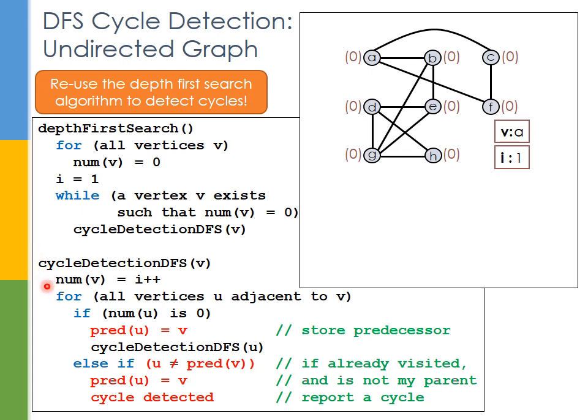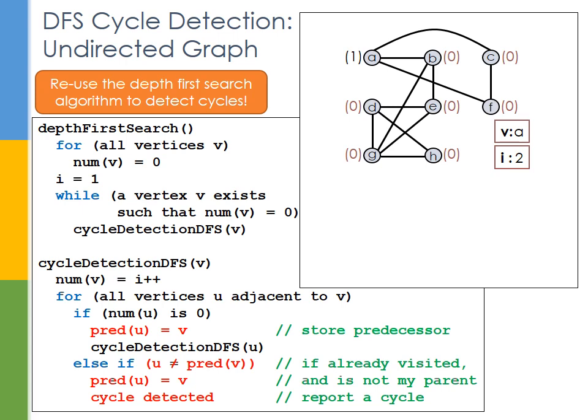The first thing that we need to do is update the number for the current vertex that we are looking at. So we set that number to i's current value, and then we increment i. So note, this is a post-increment operation, meaning we assign the value of i first, and then we increment i after the assignment has taken place. So to do that, we then update the count of vertex A, and we update it to i's current value, which is 1, after which we increment i's value to 2.